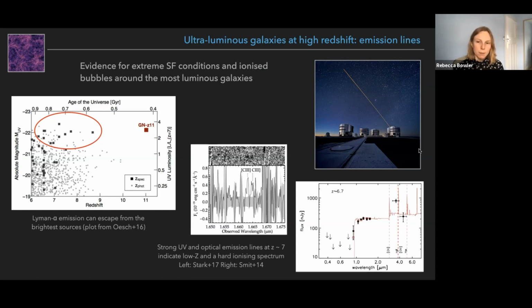And in particular, what we're looking for here is emission lines, and the emission lines tell you a few interesting things. So the Lyman alpha emission line tells you if the source is in an ionized bubble or not. If the source is in an ionized bubble, you tend to see Lyman alpha. And there's been some evidence that these luminous sources are preferentially in ionized bubbles, which is kind of what you expect.